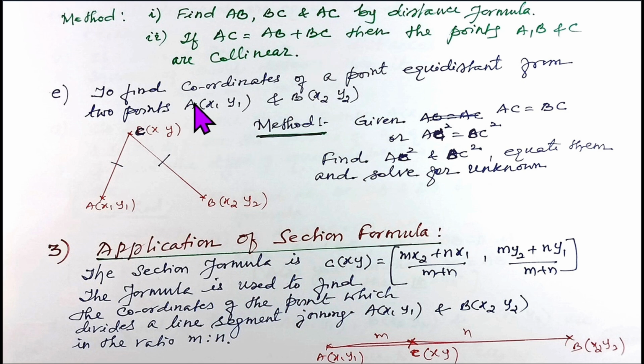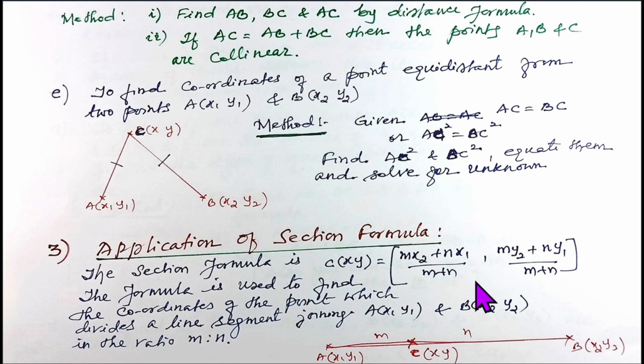Now the next important application of distance formula is to find the coordinates of a point equidistant from 2 points A (x1, y1) and B (x2, y2). We are given a point A, a point B, and there is another point C (x, y). We are given that the distance AC and the distance BC are equal. We have to find the coordinates of the point C. Now AC is equal to BC, then AC square is equal to BC square. Find AC and BC by distance formula and then equate them, solve and simplify to get the coordinates of the point C.